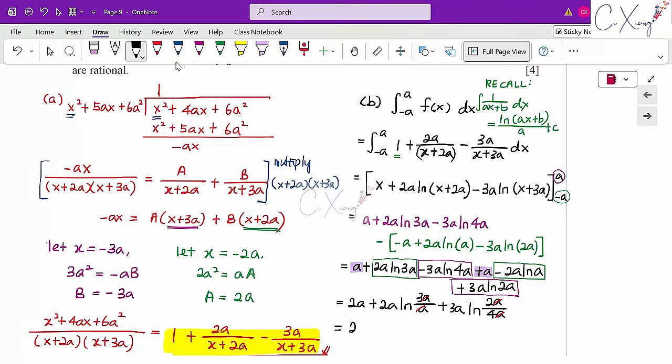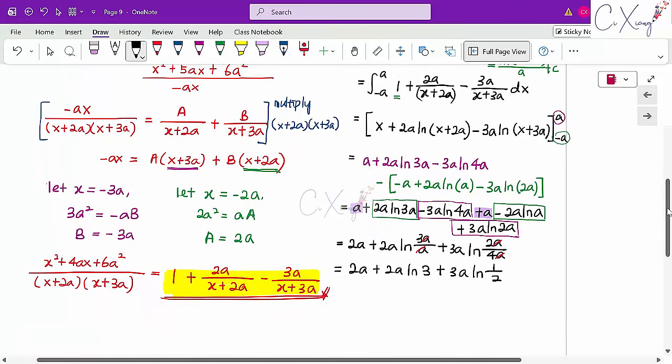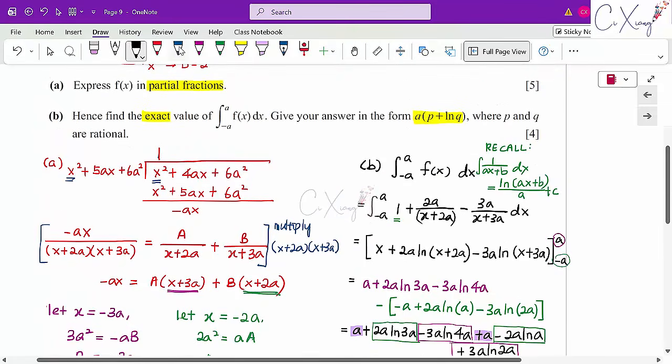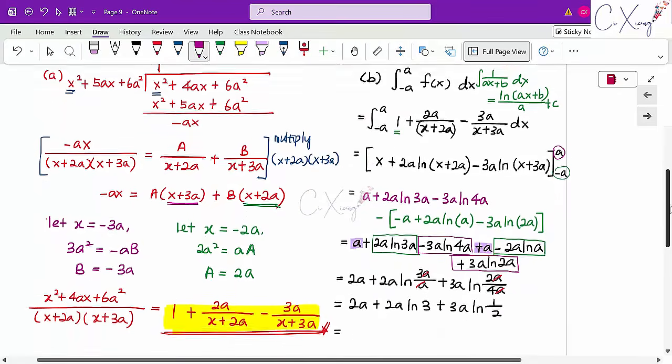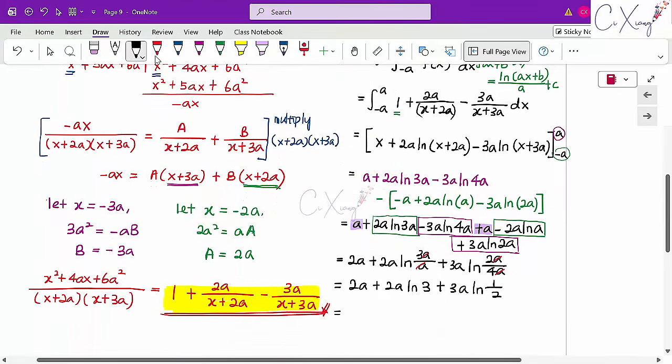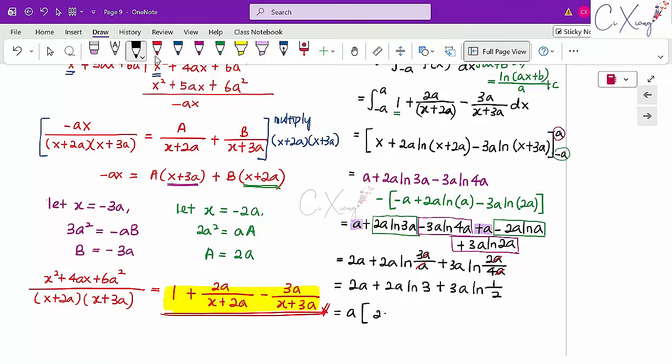Okay, so I'm having 2a plus 2a ln 3 plus 3a ln half. Okay, I need to still further simplify them. And in your answer, you can actually see very clearly that you're having the A in front of anything else. So that means we should try to factorize out the A here. Then I'm having 2 plus 2 ln 3 plus 3 ln half.